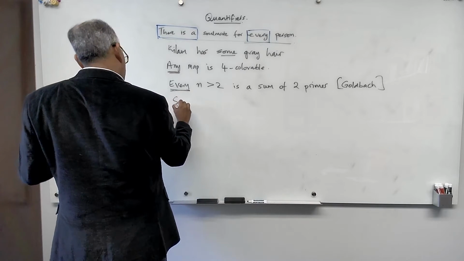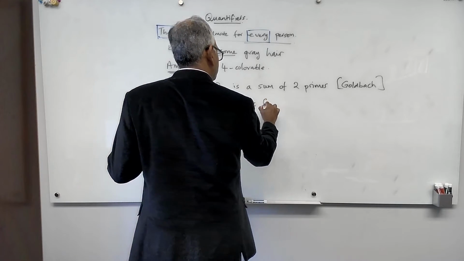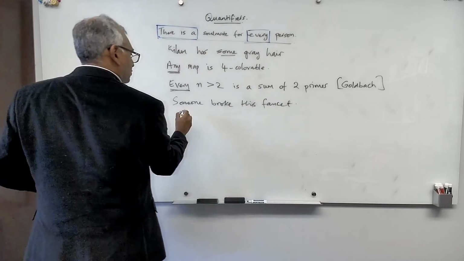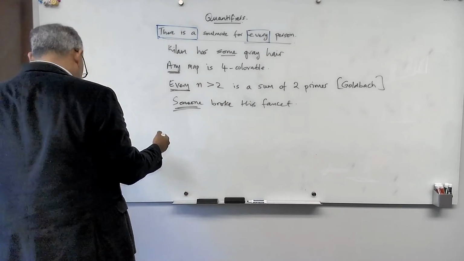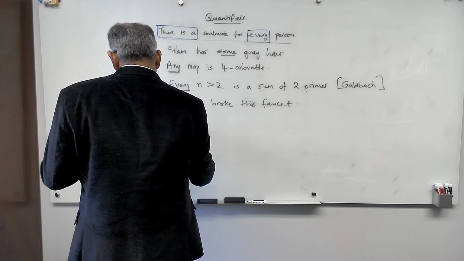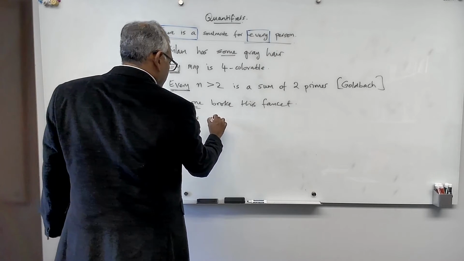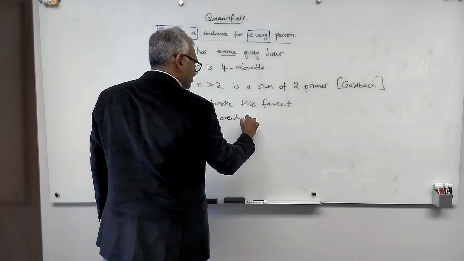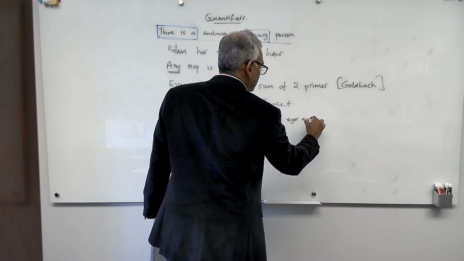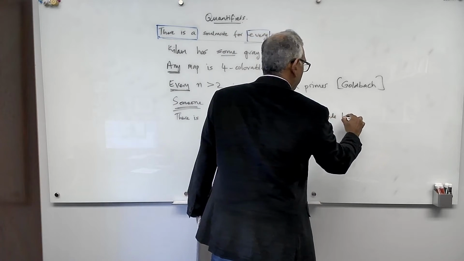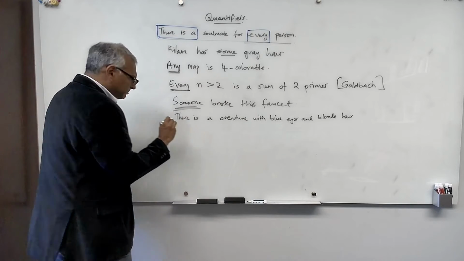Someone broke this faucet. Where's the quantifier? Someone. It's telling you about how many, one person. There is a creature with blue eyes and blonde hair. These are all perfectly valid English statements, and they are complicated because of this quantifier.